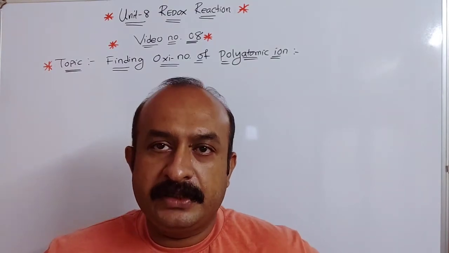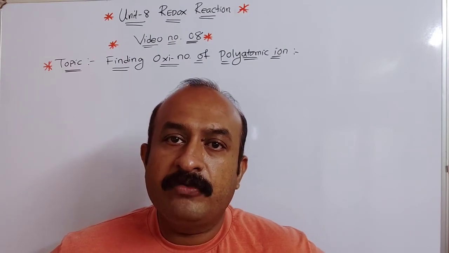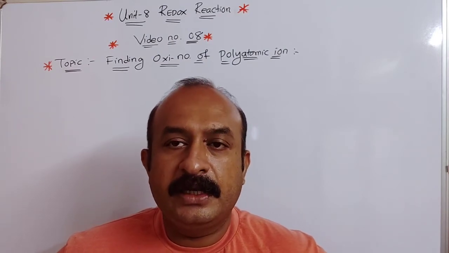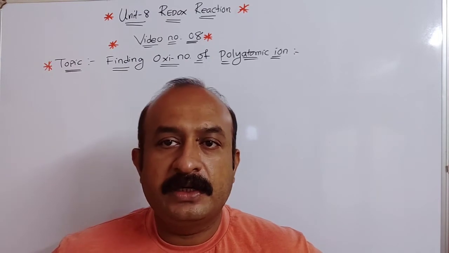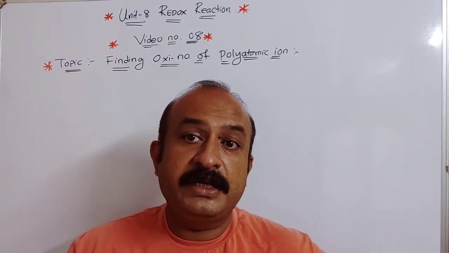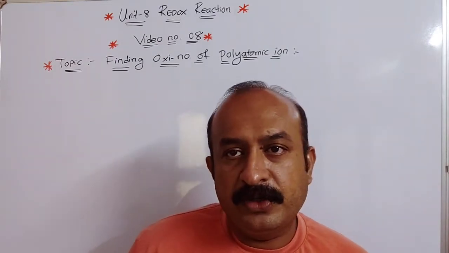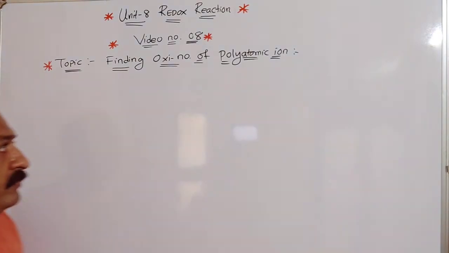Today in video 8 we are going to discuss finding the oxidation number of polyatomic ions. Till now we have seen simple neutral compounds, but now the charge will be written on the compound, that's why it is called a polyatomic ion. So that we are going to discuss now. I will give an example.